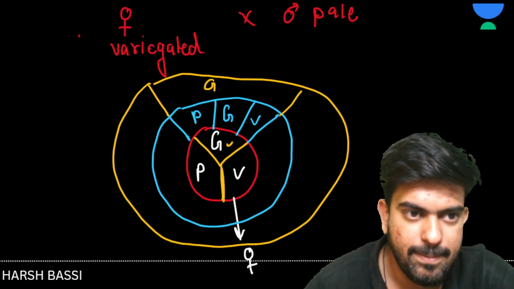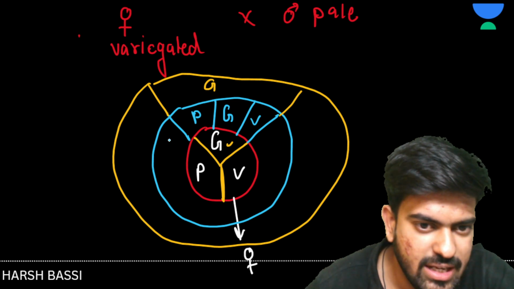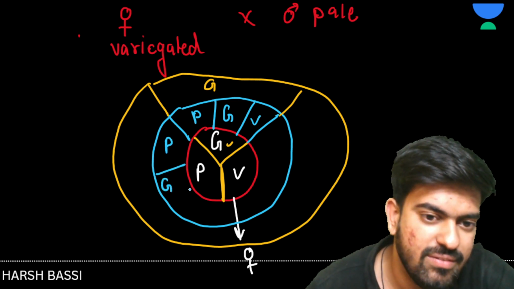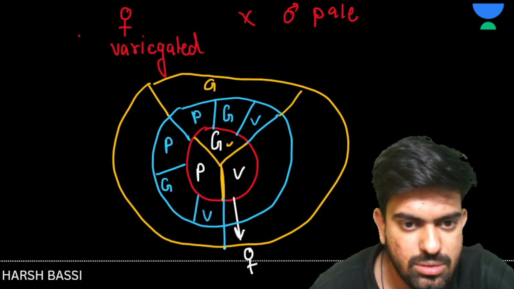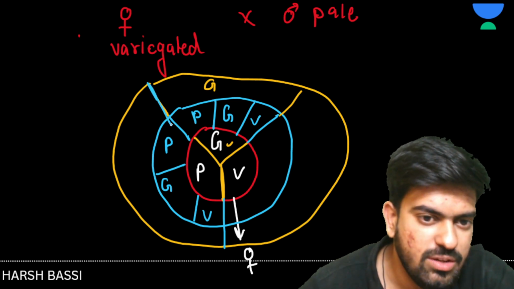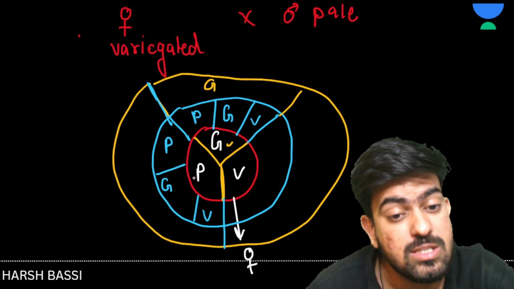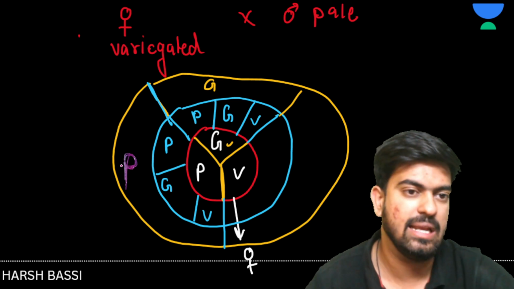Next, let's go with the pale color. So in pale color also, we can have a pale male flower, a green male flower, and a variegated male flower. Yes or no? Yes. But the progeny will be what, sir? In this particular case, where the female is pale, the progeny will also be pale. Yes or no?